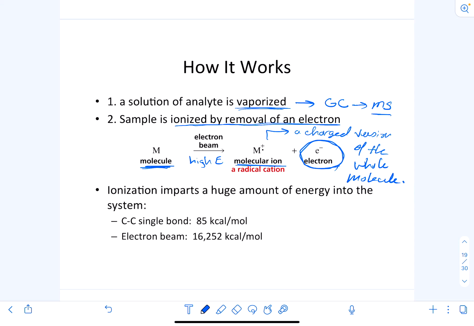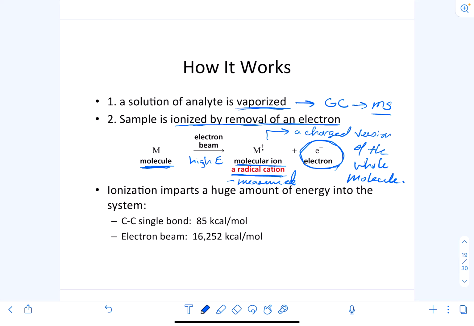Since the only thing that's missing from that is a single electron, it weighs essentially the same as the neutral molecule. So when we measure that radical cation that's formed, when that hits the detector, we can actually measure how much that piece weighs, and that gives us the molecular mass. And so this is actually what gets measured in the mass spec. We actually measure the formation of these positively charged radical cations.